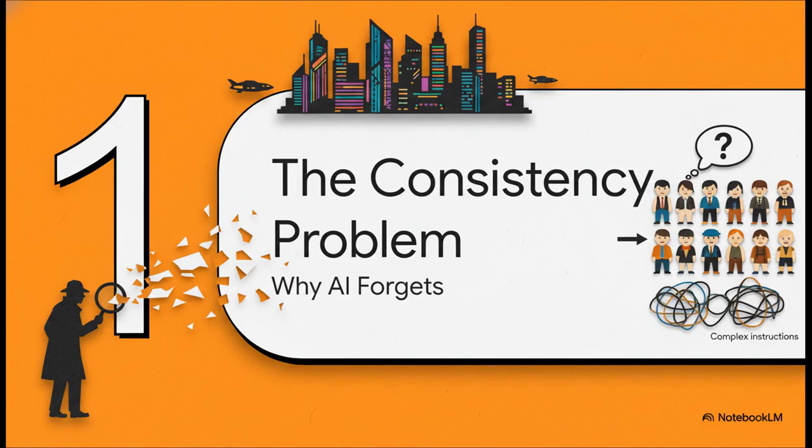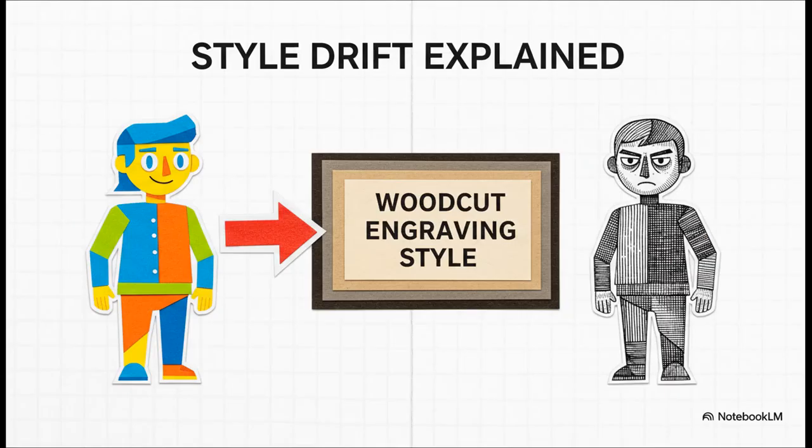The root of this whole issue is actually pretty simple. Without a really strict set of instructions, an AI image generator treats every single prompt as a totally separate, independent request. It has no idea you want the same detective from 5 minutes ago. It just reads cyberpunk detective and goes, okay, here's a new one, every single time.